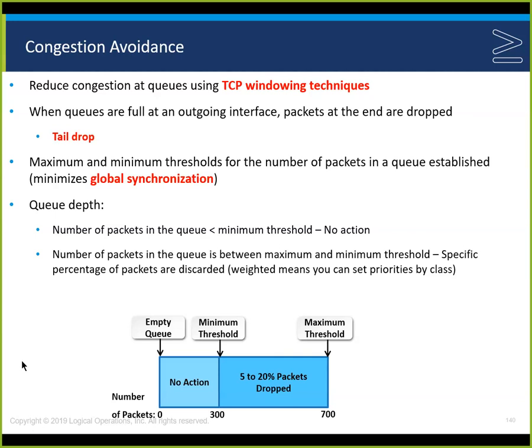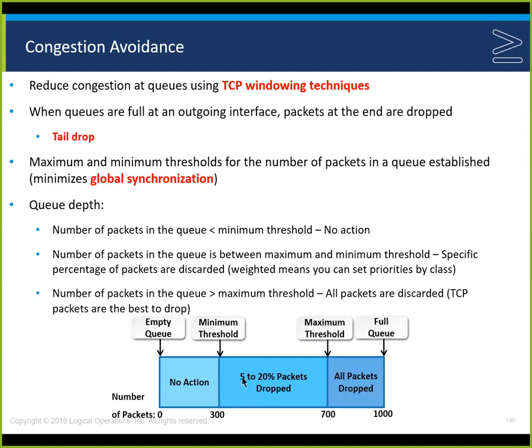When the number of packets is between the minimum and the maximum, we're going to increasingly start randomly dropping TCP packets. TCP, because TCP is going to say, I didn't get it, resend it. So when we talk about what we're going to do with these things, we're talking about TCP traffic, and we're not talking about voice and video because those are going to be UDP. And then when we get past the maximum threshold, we just drop all of the packets. And the no action would be like maybe not at rush hour getting onto the interstate.